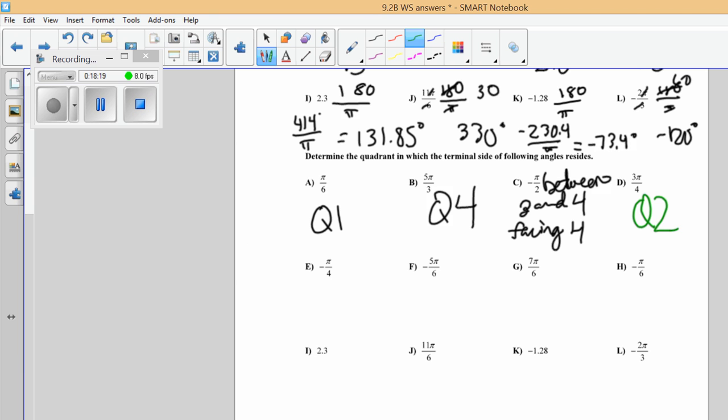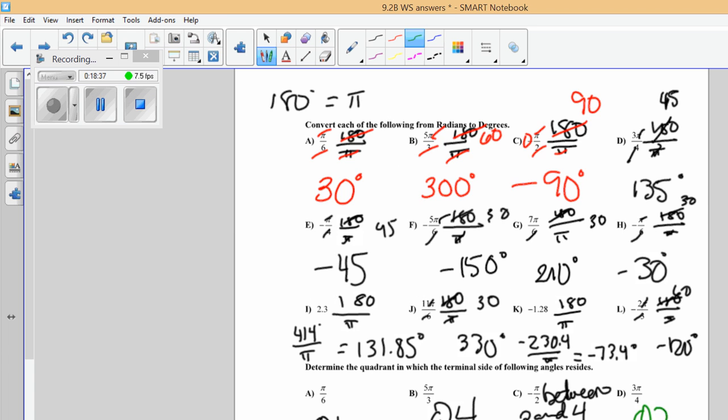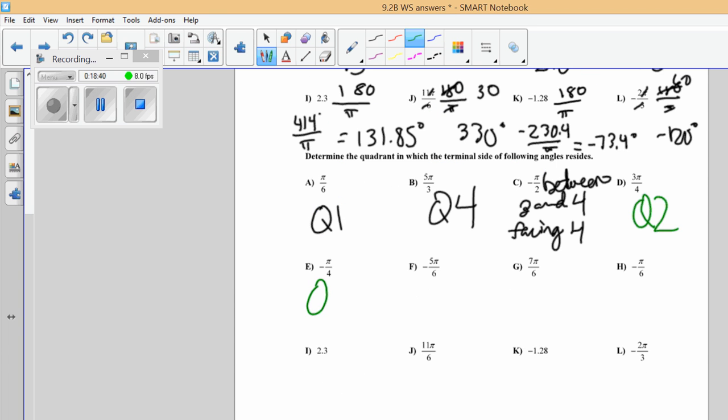Okay, pi over 4. Well, we know where pi over 4 is. Pi over 4 is right here. But the problem was that was not pi over 4. That was negative pi over 4. So negative pi over 4 would be 45 degrees in the negative direction right here. Where is that? What quadrant is that? That's quadrant 4.